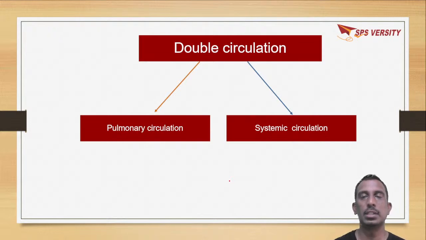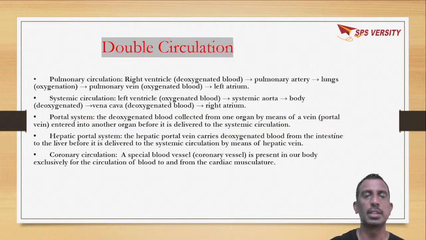So till now we have discussed the structure of the heart, the cardiac cycle and the ECG, which diagnoses the functioning of the heart. Now we will discuss double circulation. What is this double circulation? Specifically in mammals, there are two circulations, that is pulmonary circulation and systemic circulation. What is this pulmonary circulation? So pulmonary circulation means the circulation towards the lungs and away from the lungs.